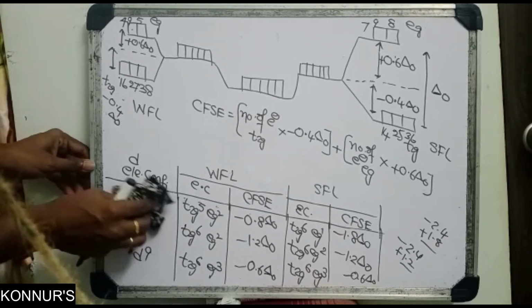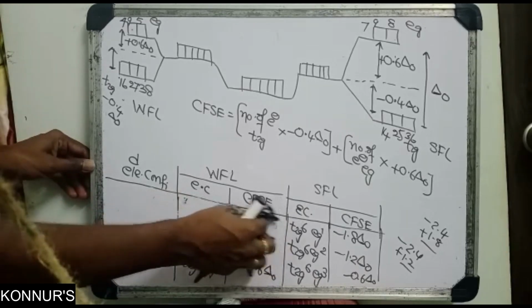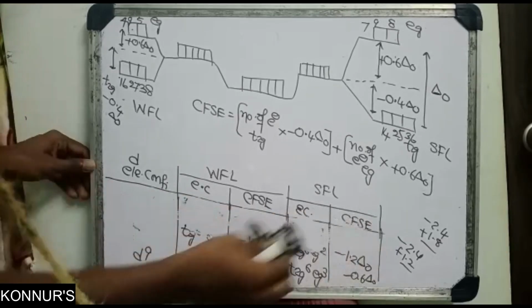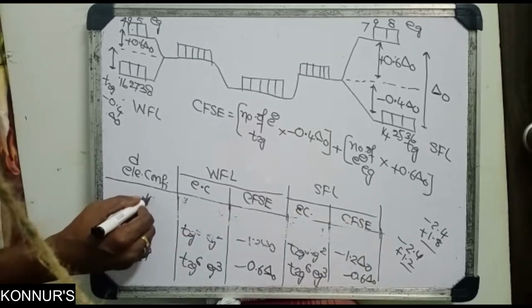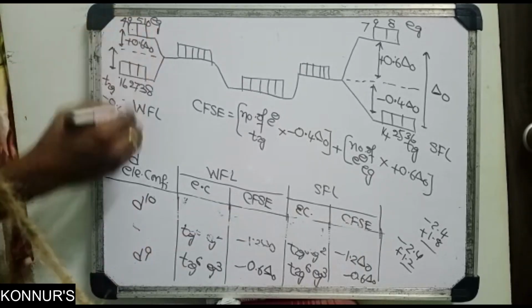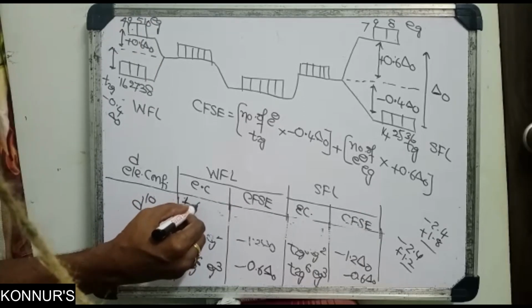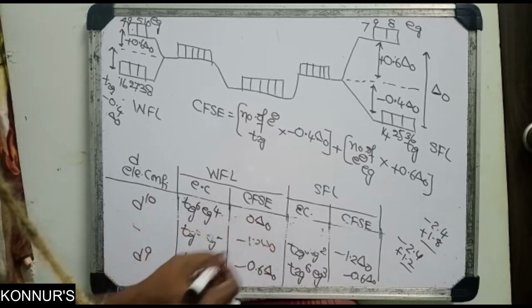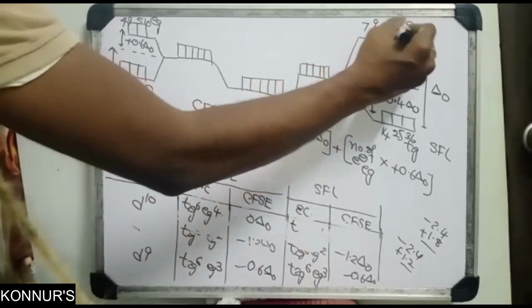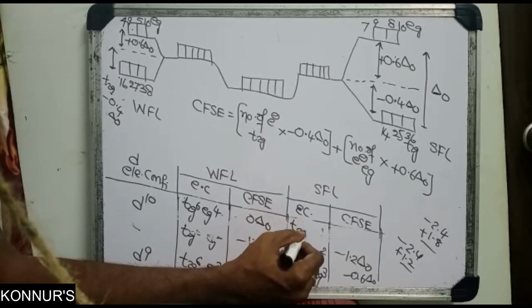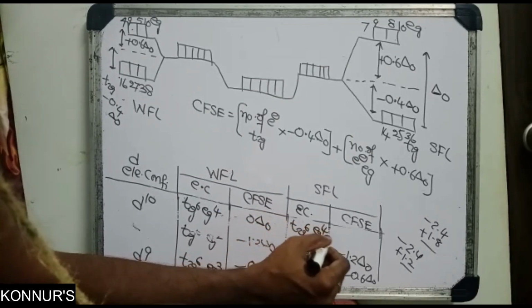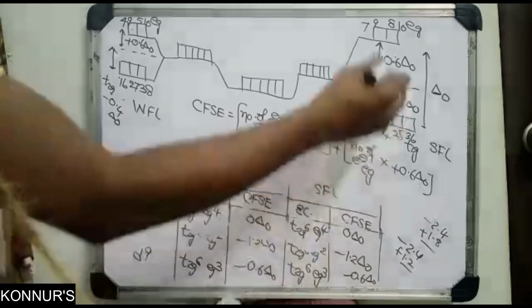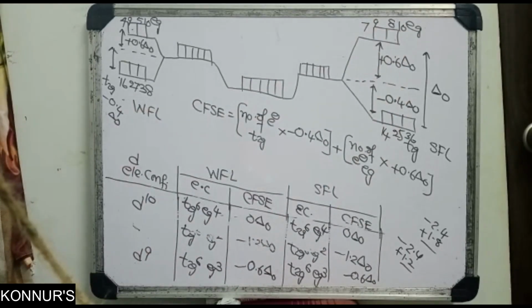So the last one, d10. d10 means the tenth electron combining with 5. So you are getting t2g6 eg4, so 0 delta 0. Next, here also the tenth one combining with the eighth one, so t2g6 eg4, so 0 delta 0. Everything is cancelled. Okay, this is about octahedral complex splitting.